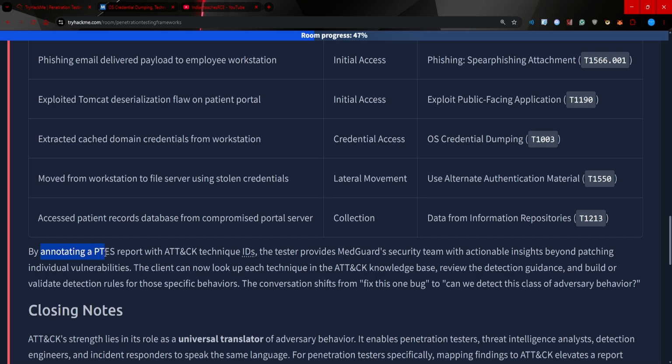By annotating a pentest report with ATT&CK technique IDs, the Testford MedGuard security team gets actionable insights beyond patching individual vulnerabilities. The client can now look up each technique in the ATT&CK knowledge base, review the detection guidance, and build or validate detection rules for those specific behaviors. The conversation shifts from fix this one bug to can we detect this class of adversary behavior?